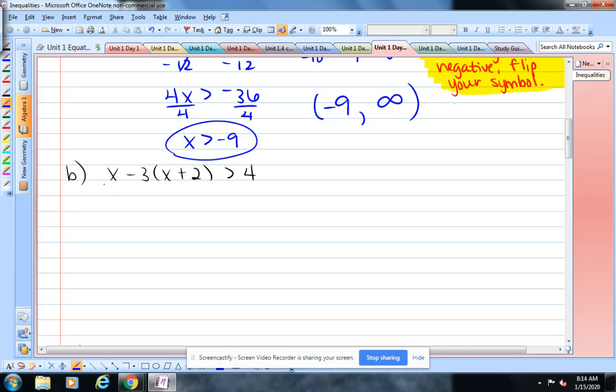Distributive property. So I'm going to copy that x, and then I distribute. What's negative 3 times x? And what's negative 3 times 2? Negative 6 is greater than 4. Then what?